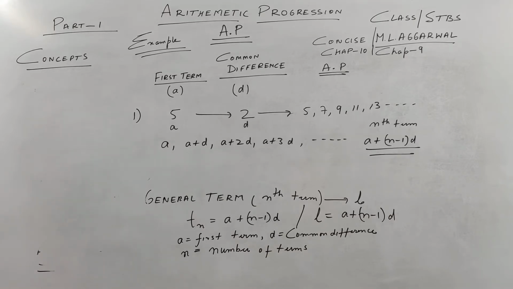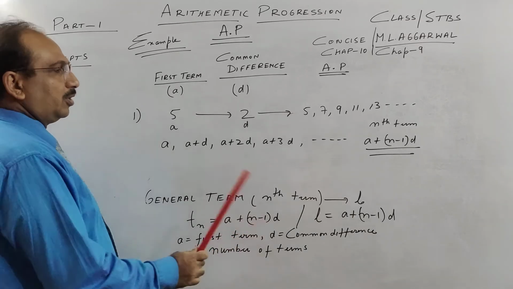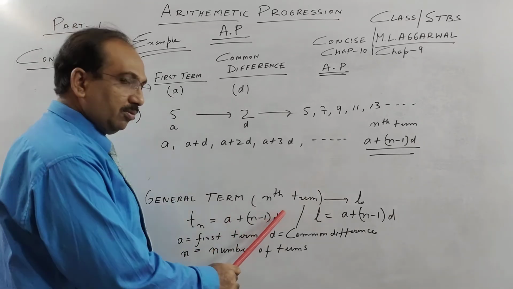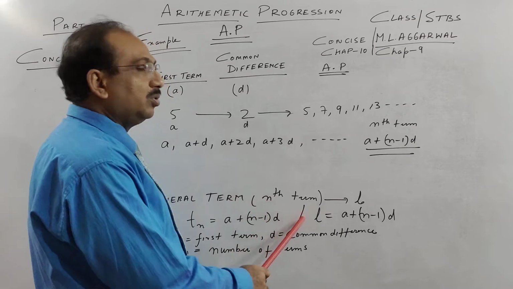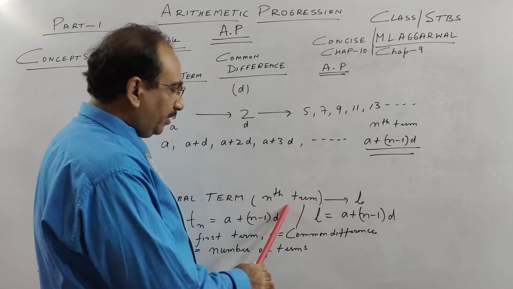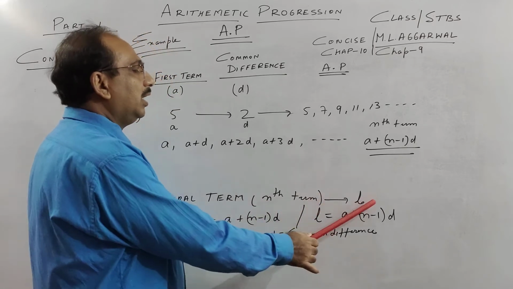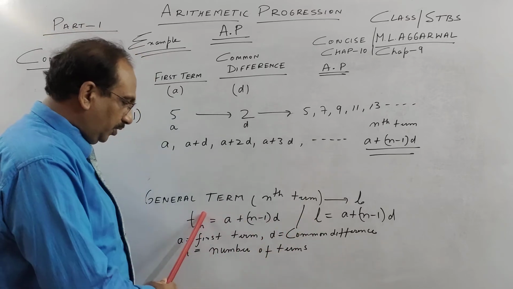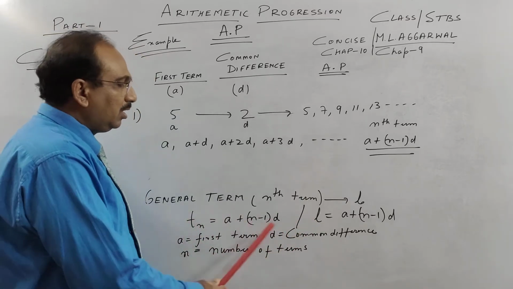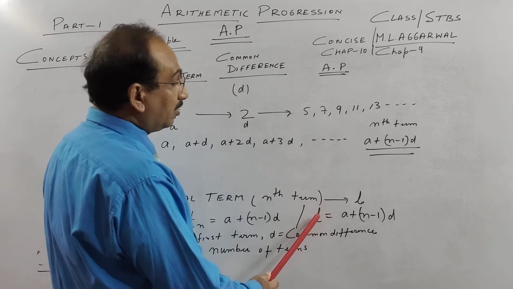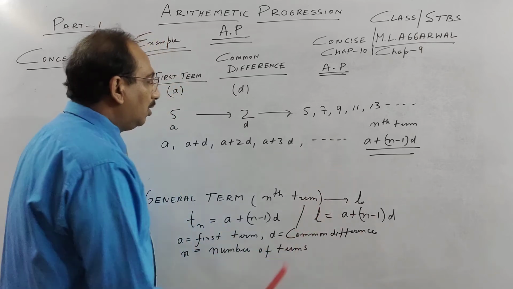As I was telling you, I'm going to explain how this formula has come. Remember, if an AP has only n terms, then the nth term is L. L is the last term. We use Tn also for the nth term, and if it has n terms, we call it L. So see how this formula comes.